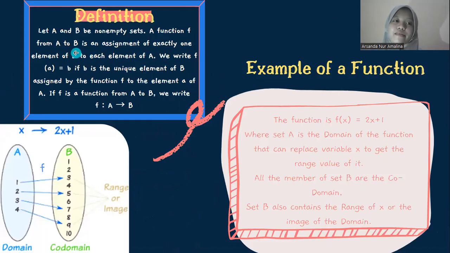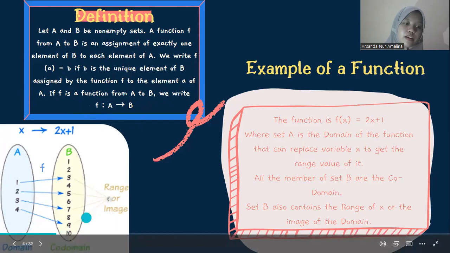And here's the definition of function. Let A and B be non-empty sets. A function f from set A to set B is an assignment of exactly one element of set B to each element of set A. We write f of a equal to b if b is the unique element of set B assigned by the function f to the element a of set A. If f is a function from set A to set B, we write it like this. So the function f maps the set A to the set B.